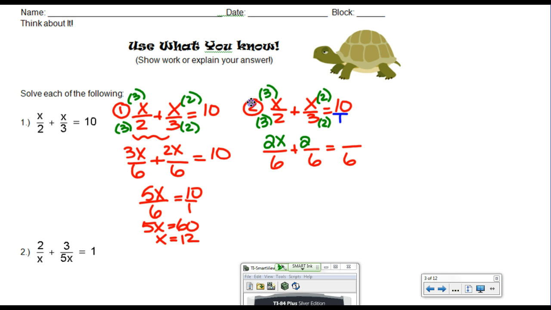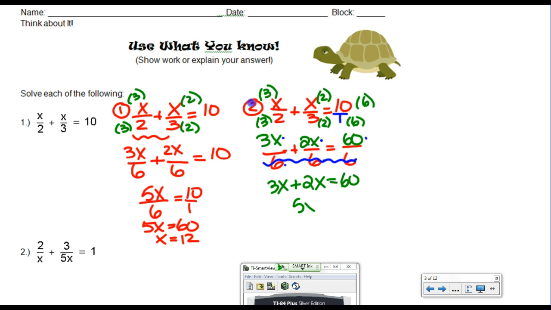Oh, I apologize. That should have been 3x. And the last denominator, I need to multiply a 1 with a 6 to make it a 6. So similarly, do that to the numerator. If you do it this way, when you add fractions, you add the numerators together and you keep the denominator. So since we have a common denominator, we simply erase the denominator. And notice that we're left with 3x plus 2x equals 60, which then is 5x equals 60, which is now the same thing as over there, and x is 12.